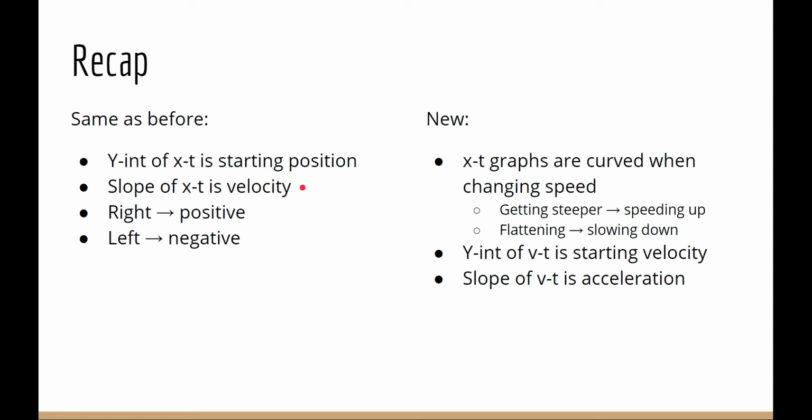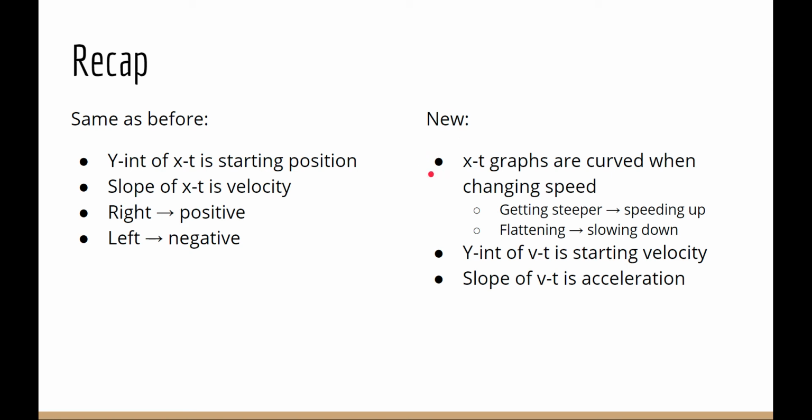The slope of a position time graph is still the velocity. This time it just might be a changing slope as time goes on, so we'll see curved lines. When we have positive slopes, when we have positive y-intercepts, that means the object's moving to the right. When they're negative, that means it's left. So that is still all true. Here's the new stuff from this lab.